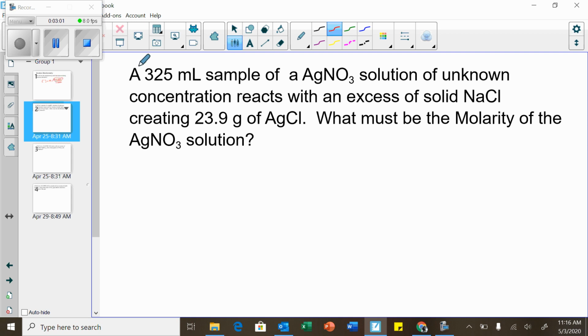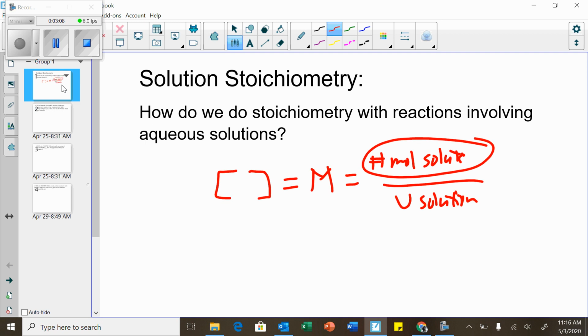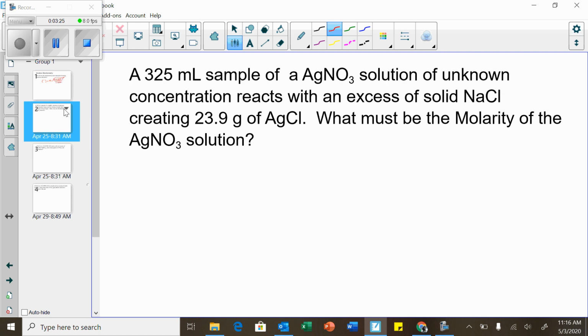So let's just jump back to the other slide here for a second. So we're being asked to find the molarity of the silver nitrate. So in order to find the molarity of the silver nitrate, we need to know the moles of silver nitrate and the volume of that solution. If we know those two things, we will be able to find the molarity. So we need moles of silver nitrate and we need volume of solution. And let's see what we're given already. Looks to me like we're given the volume of that silver nitrate solution already. So really this is asking us to figure out moles of silver nitrate.